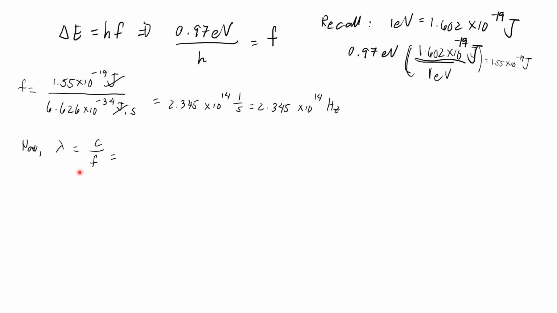So now for the lambda, this is c over f, where c is a constant, the speed of light. This is equivalent to 3 times 10 to the 8 meter per second over the frequency that we've obtained here. So our lambda is 1.28 times 10 to the negative 6 meters.